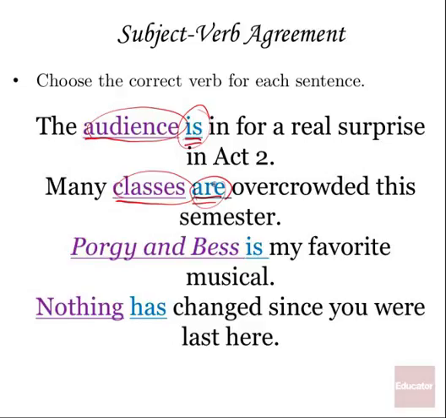Porgy and Bess is my favorite musical. Well, you might look and say, well, there's Porgy, there's Bess. It must be a compound subject, so we should use a plural verb. You'd be wrong. Porgy and Bess, your clue here was musical. Porgy and Bess, which is also italicized, is the title of a musical. It's one thing, like the Birds. So you use the singular verb is. Nothing has changed since you were last here. Your clue here was the word nothing, which always takes a third person singular. So we use the third person singular has.